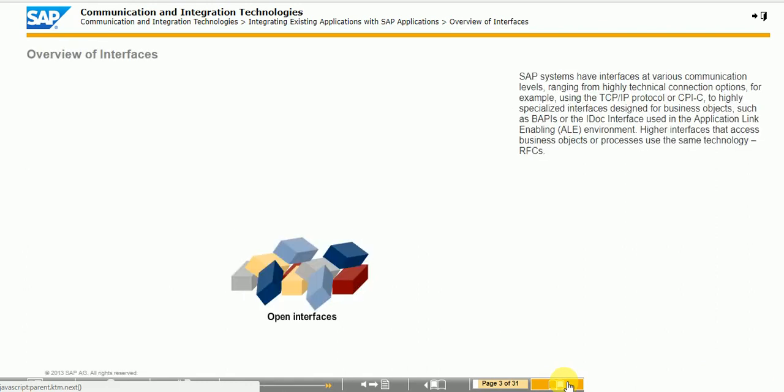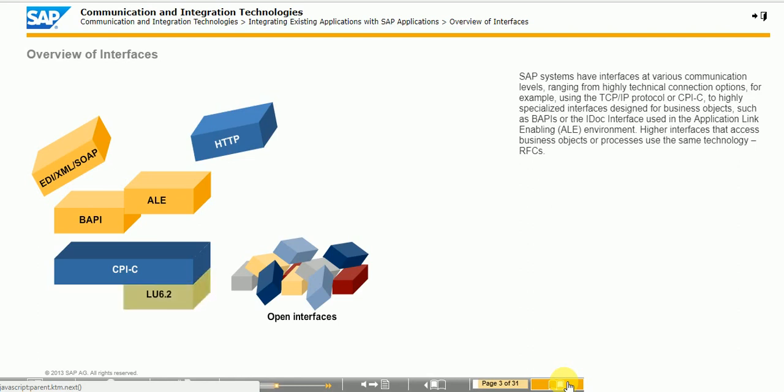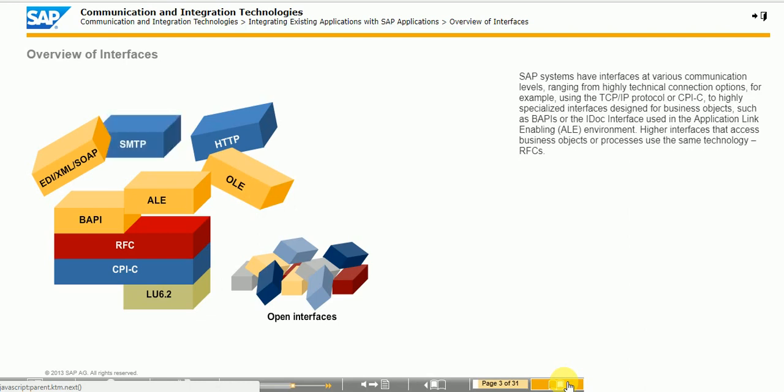SAP systems use the following interface technologies as listed in the figure: ALE, BAPIs, Common Program Interface Communication or CPIC, Electronic Data Interchange or EDI, Hypertext Transfer Protocol or HTTPS, Logical Unit 6.2 or LU 6.2, RFC, Object Linking and Embedding or OLE, Simple Mail Transfer Protocol or SMTP, Simple Object Access Protocol or SOAP, Transmission Control Protocol / Internet Protocol or TCP/IP, Extensible Markup Language or XML.